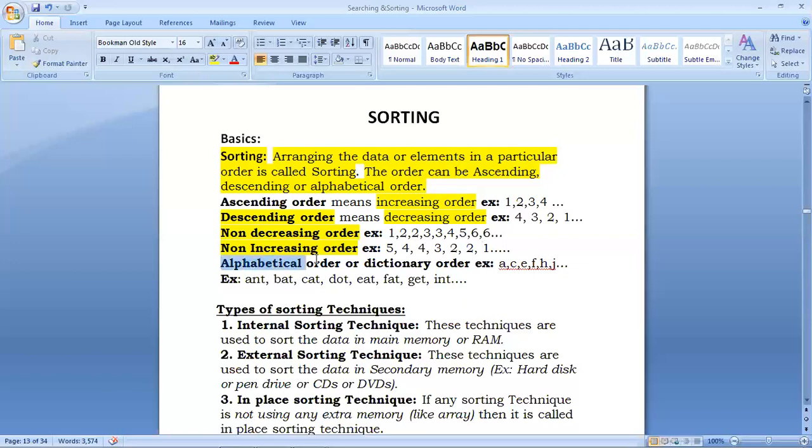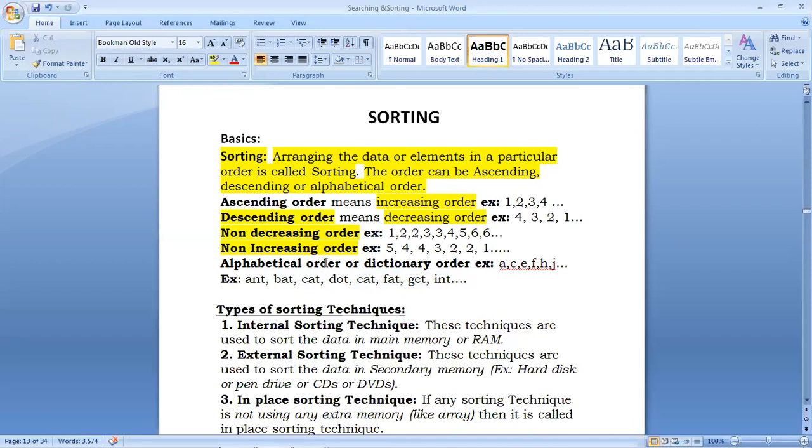Next type of order is alphabetical order, dictionary order. So the letters or words can be in alphabetical order. See here A, C, E, F, H, I. According to the alphabets, A first comes, next C, next E and F, like that. If you look at these words ant, bat, cat, dot, eat, fat, get, int, according to the alphabetical order, ant comes before the word bat, then bat comes before cat, cat comes before dot. So that is alphabetical order.